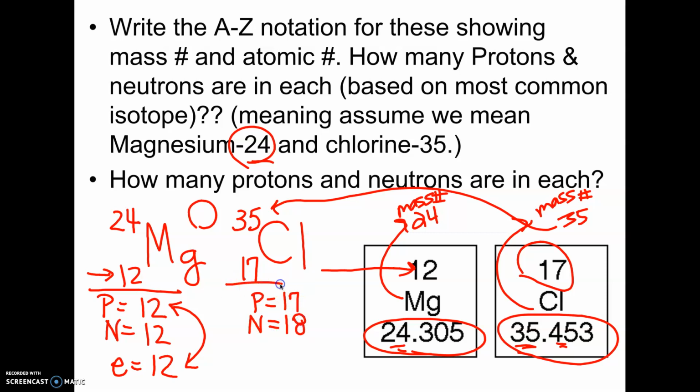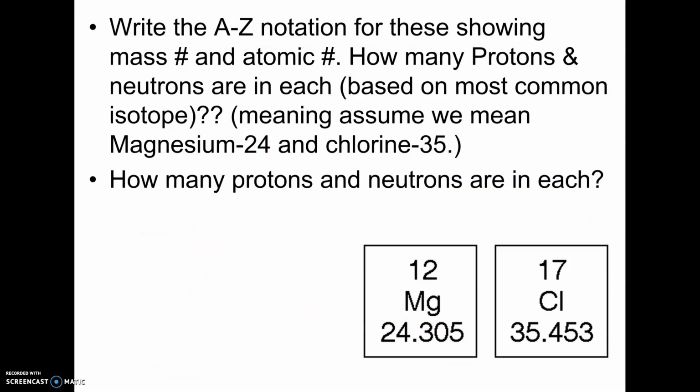How do I know that? Because it has to add up to my 35, so subtracting. And technically, although I didn't ask for it, the number of electrons would also be 17 because it's neutral. There's no charge. So that's how you would write these. And I know I'm going through this fairly quickly, but this should be review.